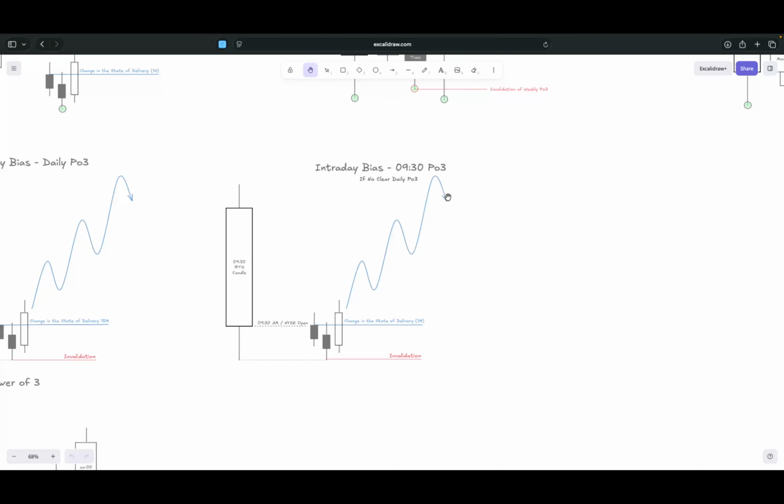Because we have all the news coming out at 8:30, right? And then you have stock exchange open, and then sometimes you have 10 a.m. news, right? So if I'm not clear on the daily power of 3, I'll use 9:30, right? I'll wait for 9:30 to create its wick, right? So it's the 1-minute change in state of delivery, 1-minute opposing run. That's that 9:30 Judas that ICT talks about.